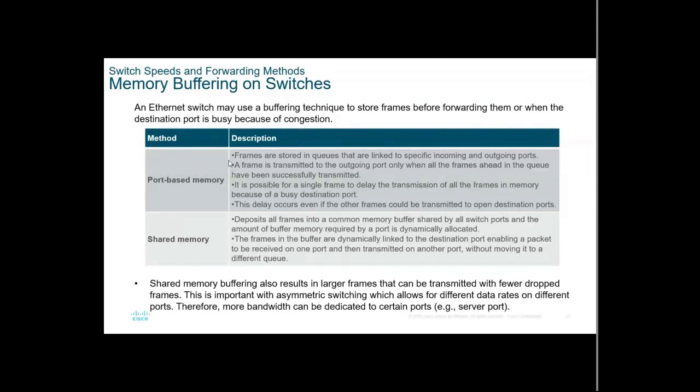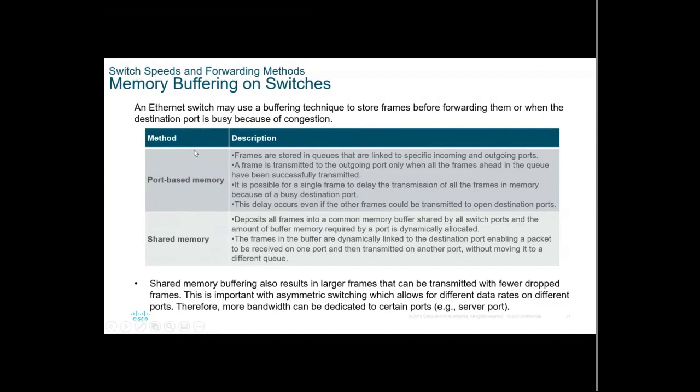Okay. So frames are stored in a queue that are linked to a specific incoming and outgoing port. A frame is transmitted to the outgoing port only when all frames in front of it in the queue, just like a lineup, are already gone. It's possible for a single frame to delay the transmission of all the other frames in memory because of a busy destination port. So this delay occurs even if other frames can be transmitted to open destination ports. So this port-based memory has that bit of a problem.